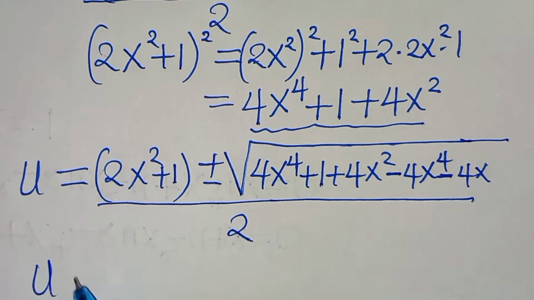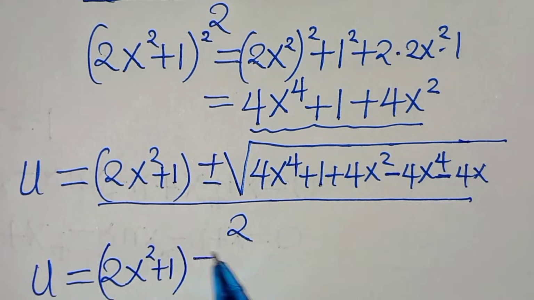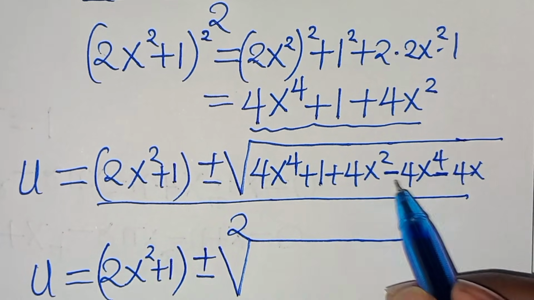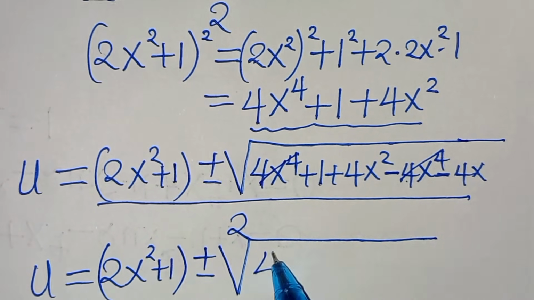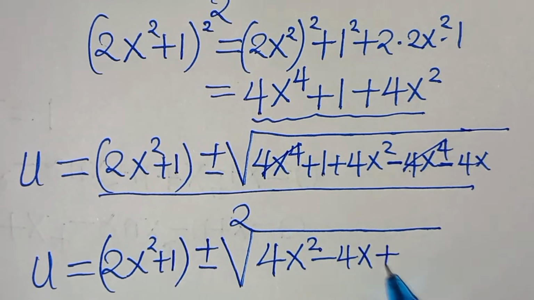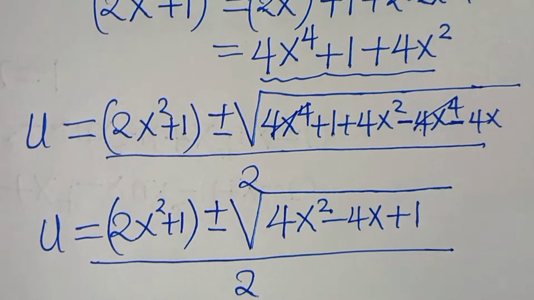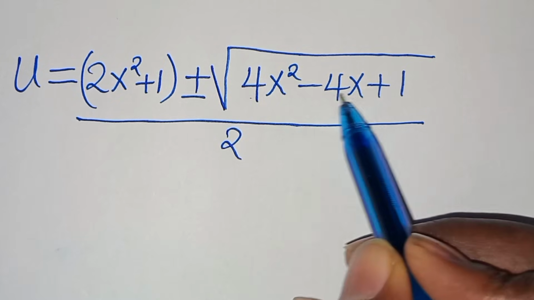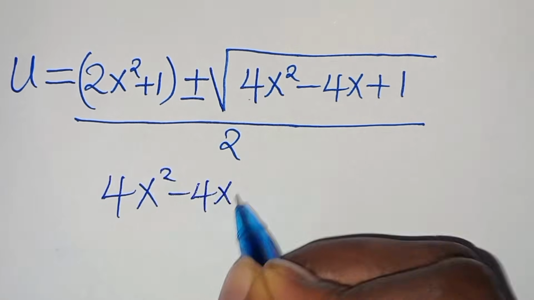So here we have u is equal to 2x squared plus 1. Then plus or minus, we have the square root of, now 4x to the power of 4 minus 4x to the power of 4, this simplifies. So that now here we have 4x squared minus 4x plus 1, everything here, divided by 2. Now we have that 4x squared minus 4x plus 1, that is 4x squared minus 4x plus 1.